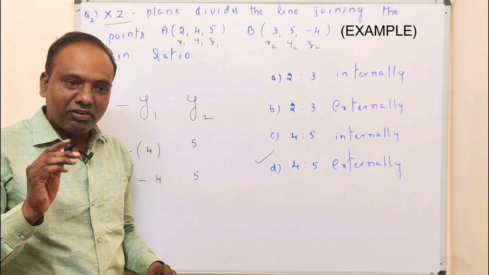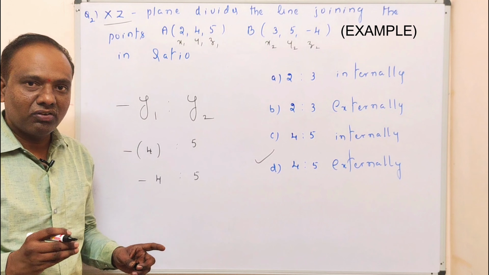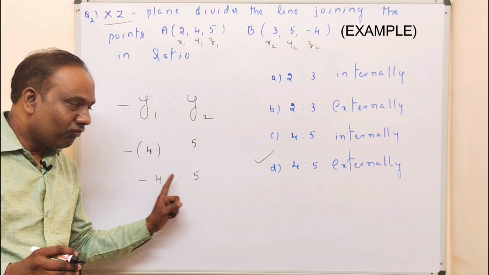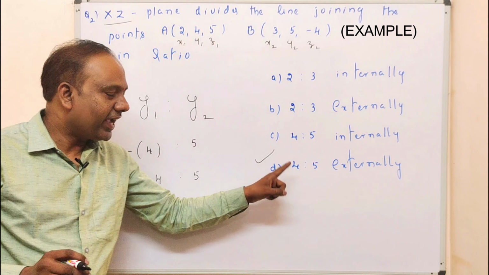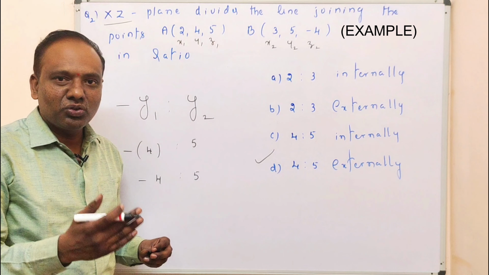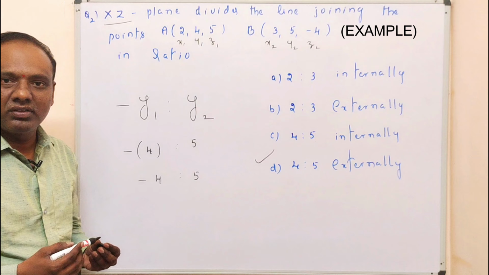Everybody gets confused only here. If both are positive, it is internal. If one number is negative, it is external. Please remember this point. Many students get confused only here.